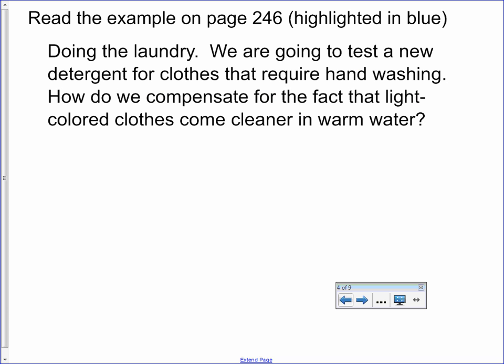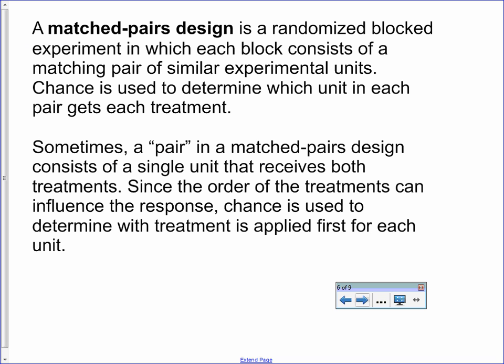The other thing we can do, whoops, that went the wrong way, is what's known as a matched pairs design. And a matched pair is different than a block. A block is where we separate the population into two or more groups, and then randomly assign treatments within those blocks. A matched pair is where we give two different treatments to the same experimental unit. And then we're getting even better results because any variability is negated by that individual unit.